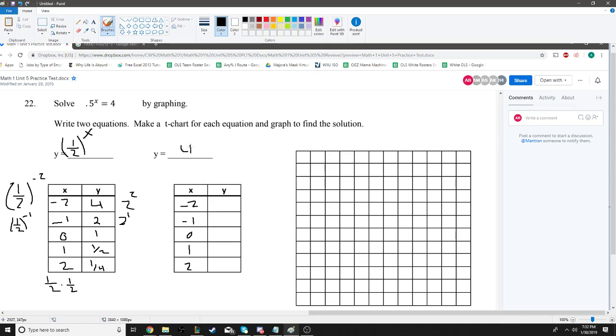This says y equals 4. This does not say 4 to the x. This does not say 4 plus x. This does not say 4 minus x. It just says 4. So y is equal to 4 every single time.